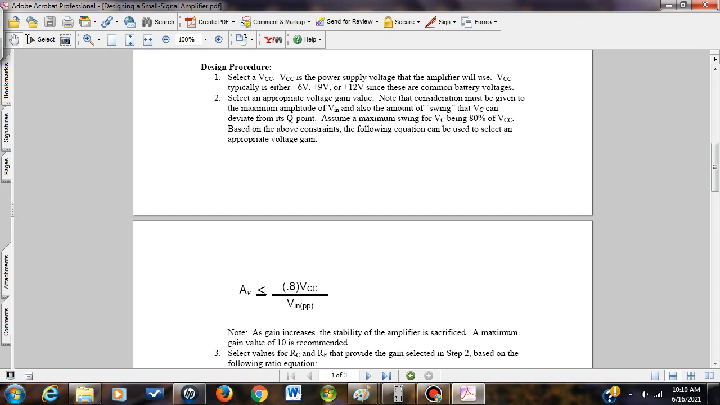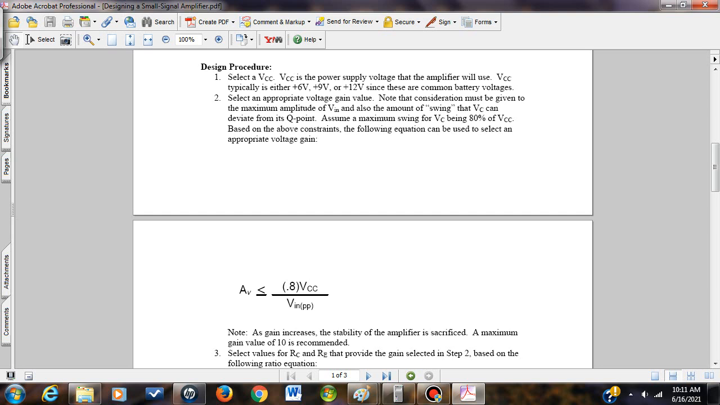Step 2. Select an appropriate voltage gain. Note that consideration must be given to the maximum amplitude of Vin and also the amount of swing that Vc can deviate from its Q point. Assume a maximum swing for Vc being about 80% of VCC. Based on the above constraints, the following equation can be used to select an appropriate voltage gain. The A sub V chosen should always be less than or possibly equal to 0.8 times VCC divided by the estimated maximum Vin, which is a peak-to-peak value.